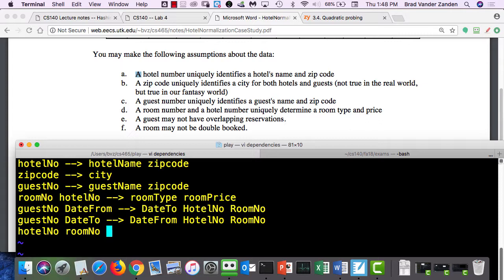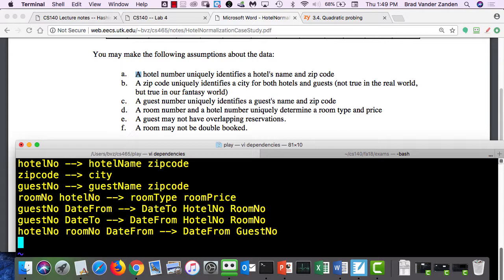So a room may not be double booked, and it's the same thing. It means that if we know the booking date, the beginning date the room is booked, we must know the ending date. And what else do we know? The guest that is staying there. And again, we don't put in any of the other attributes because they can all be derived from the guest or from the hotel number and the room number.